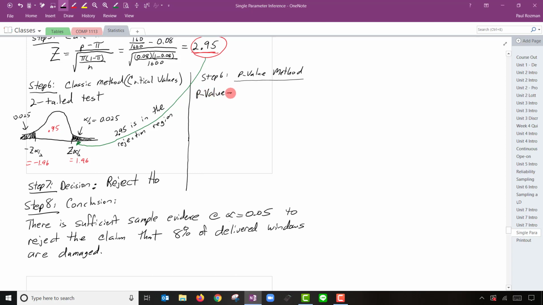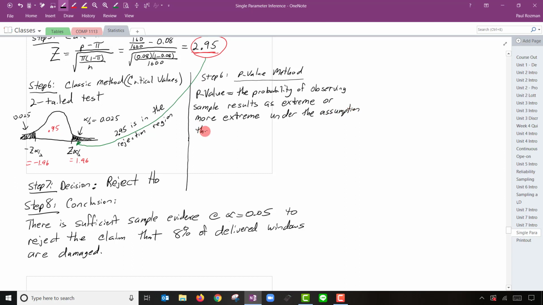The p-value is the probability of observing sample results as extreme or more extreme under the assumption that the null hypothesis H sub 0 is true.